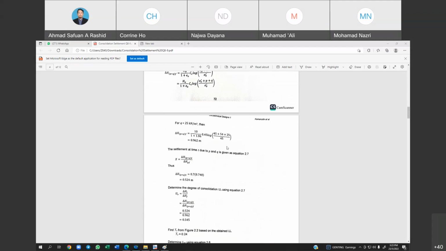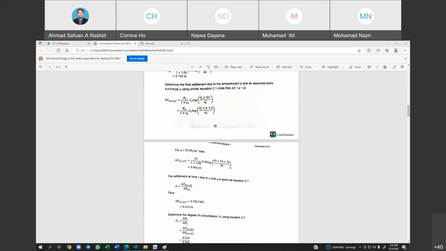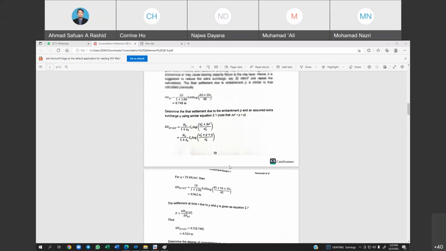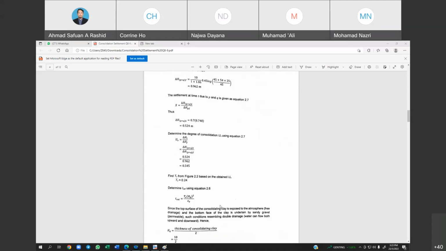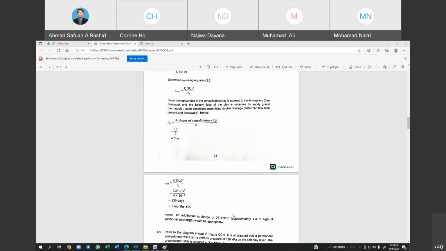Okay, 25. So dia letakkan 25 here. Yang ni sama lah. So dia reduce to 25, then they repeat the process. Sama, proses sama. So from there, 150 days. So they achieve 150 days, which is equal to 5 months.